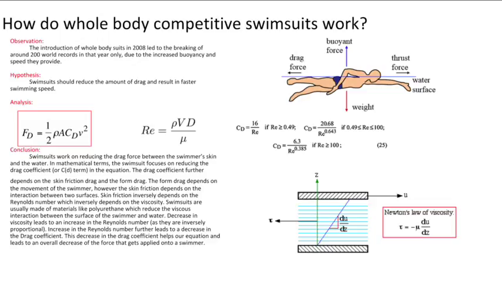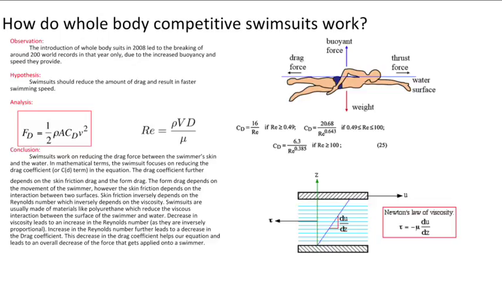In our analysis, we'll be using two equations: the force due to drag, utilizing the density, the area, the drag coefficient, and the velocity, and Reynolds' equation, utilizing density once again, velocity, the length of the swimmer, and viscosity. So the swimsuits work on reducing the drag force between the swimmer's skin and the water. They focus on the drag coefficient, and to reduce that term, we need to decrease the viscosity.